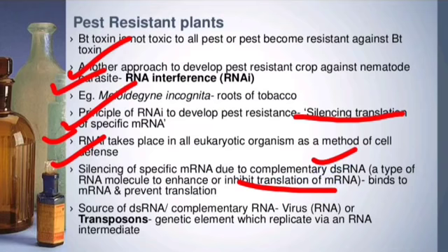It is bound. The source of dsRNA or complementary RNA: virus or transposons, genetic elements which replicate via an RNA intermediate. So that dsRNA, double-stranded RNA or the complementary RNA, is actually binding with the mRNA. Virus RNA or transposon, whichever is binding or silencing the translation process of specific mRNA, is a genetic element which replicates via an RNA intermediate. So that is called the transposon. So now these are the sources.